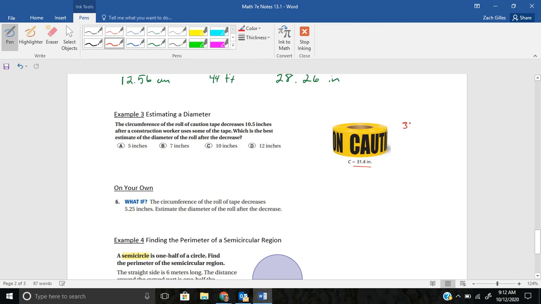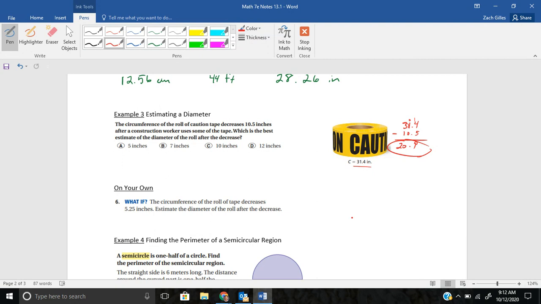Well, we just have to take 31.4 and subtract 10.5. I might have to borrow. Okay, bring our decimal straight down. We get, let's see, 20.9. Okay, so now the construction worker, since they use that much, our new circumference is 20.9 after they use some. Now the question asks, which is the best estimate of diameter? So we know our circumference, and we need to find our diameter.